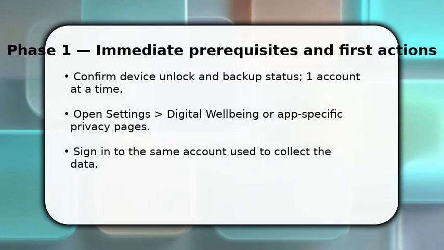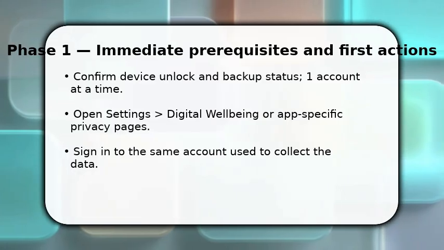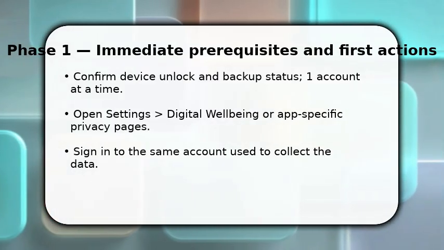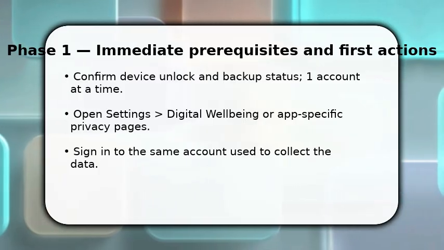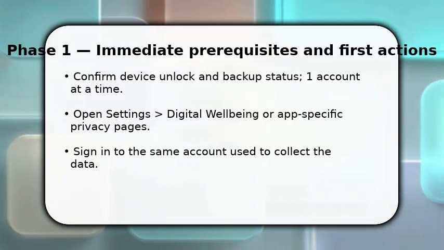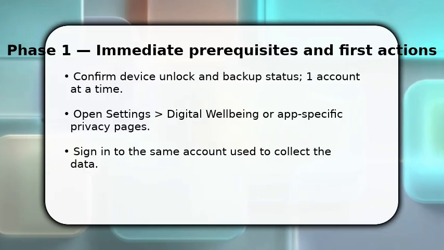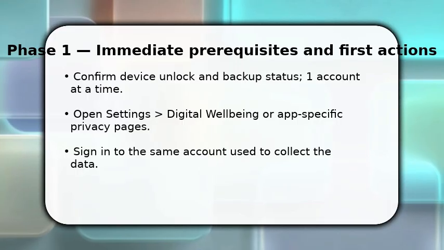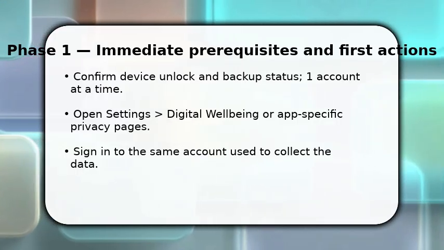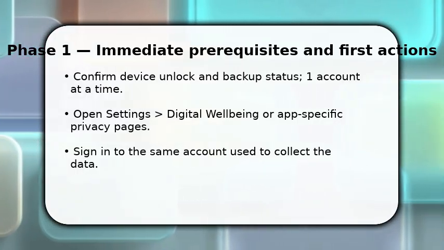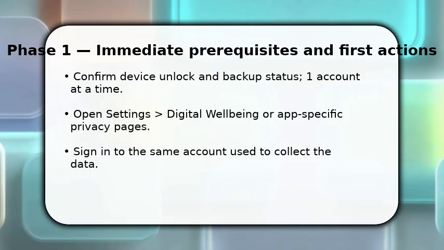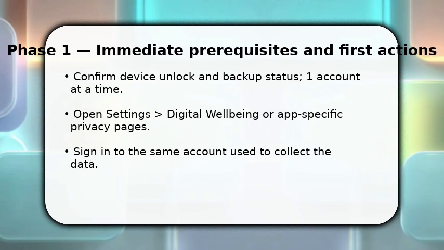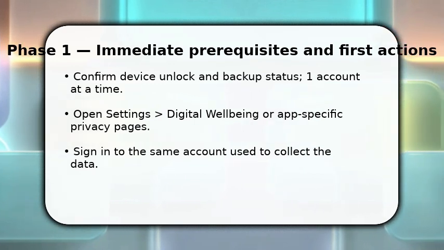You start by ensuring your device is unlocked and your account is accessible. This avoids interruptions. Open Settings, then tap Digital Wellbeing or the specific app's privacy page. This is where data controls live. If you use multiple accounts, pick the one that collected the data. Once done, make sure backups are paused so deleted items don't immediately restore. You should see usage charts, app timers, and a data controls button. Tap that to begin the deletion workflow and proceed to the next step.